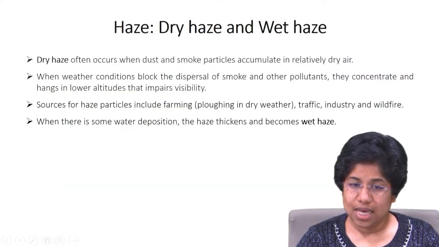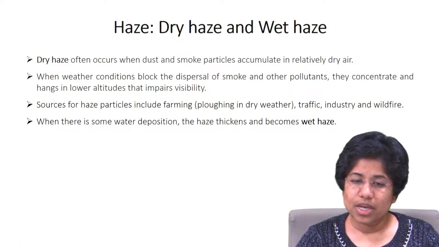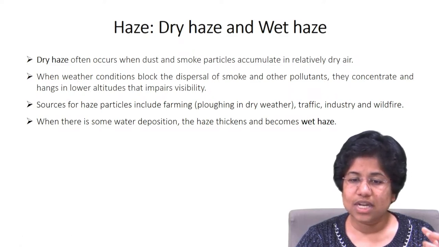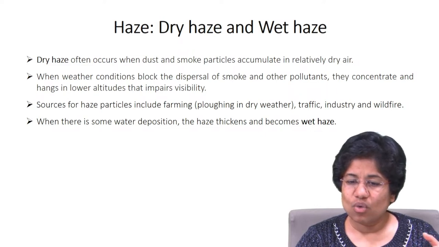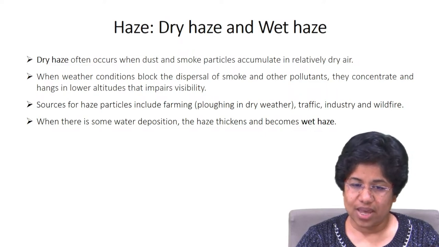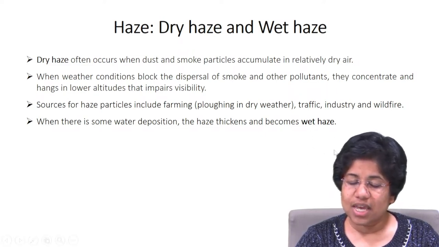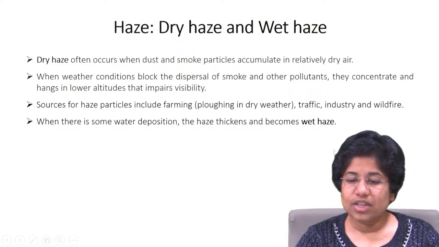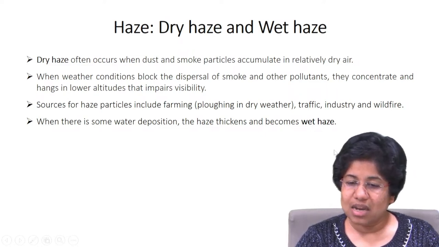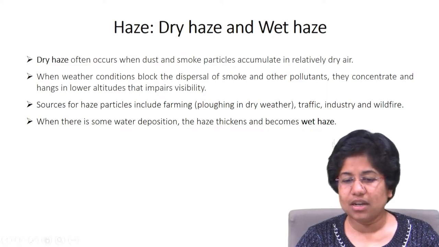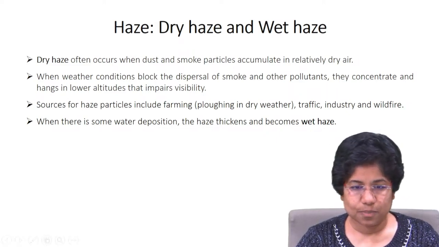Then coming to the haze. Haze is also an accumulation of dust, aerosols and smoke particles which restrict the visibility, right? When there is no water vapor content, we call it dry haze. But if water vapor deposition is also there, then we call it wet haze. The major difference between wet haze and fog is the visibility. If visibility is less than 1 kilometer, it is called fog, and if it is more than 1 kilometer, or 2, 3, 4, 5 kilometers, then we call it wet haze.